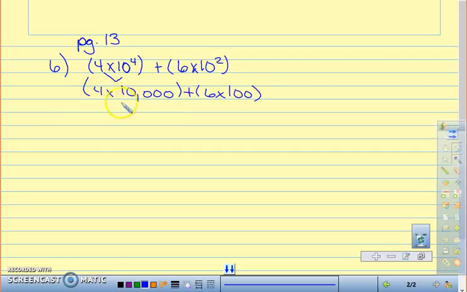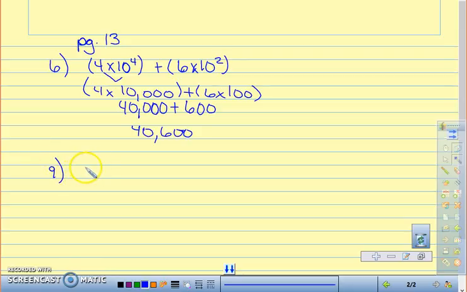So this 4 times 10,000 is equal to 40,000 plus 600. I'm going to add those together. So I have 4. I do not have a number in the thousands place, so that will be a 0. So 40,600.